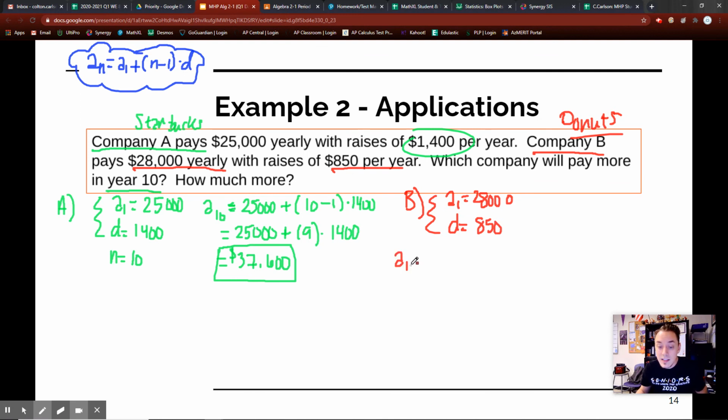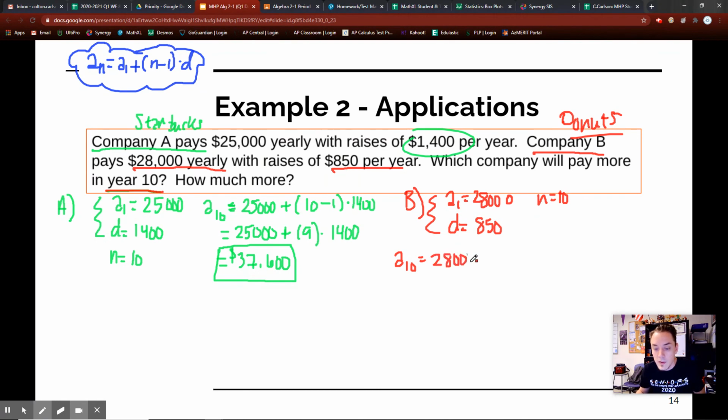n will continue to stay 10, so I'm going to write that here. n equals 10, because I still want to know in 10 years how much Dunkin' Donuts, company B, will pay me. So in 10 years, a sub 10, my n is 10, equals my a sub 1, following my formula there, which is 28,000.